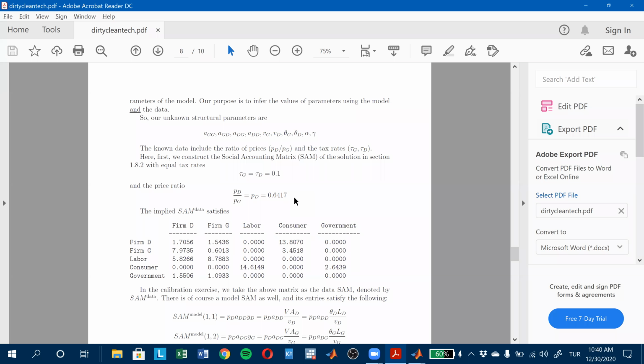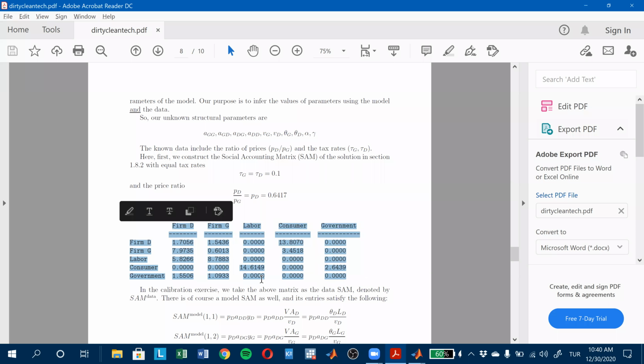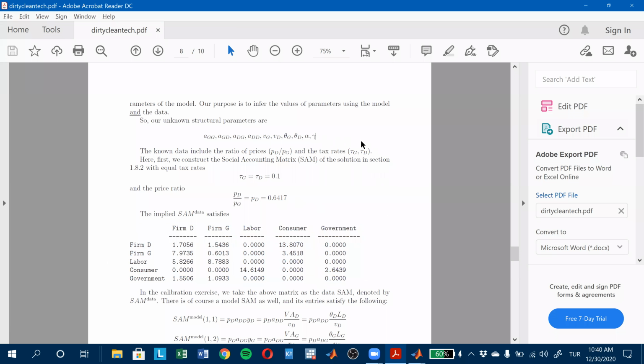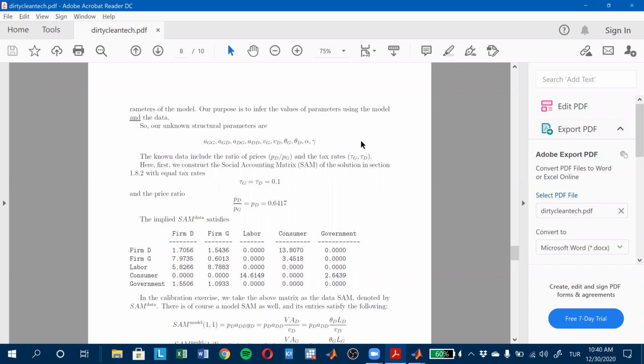Now, of course, we're going to assume that what we know is this data. This is the SAM data. So we assume that we know the data. We also know the model, right? The model is ours. And we also assume that as the government, let's say, we know the tax rates, and in the markets, we observe the price differences. So this is what we assume we know: tax rates, the price ratio, and the firm and the SAM data.